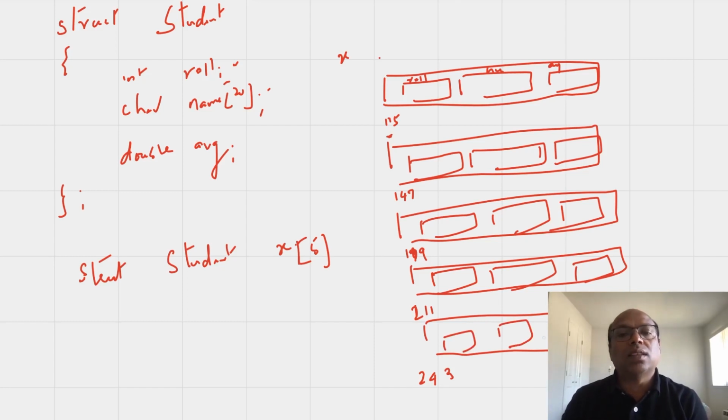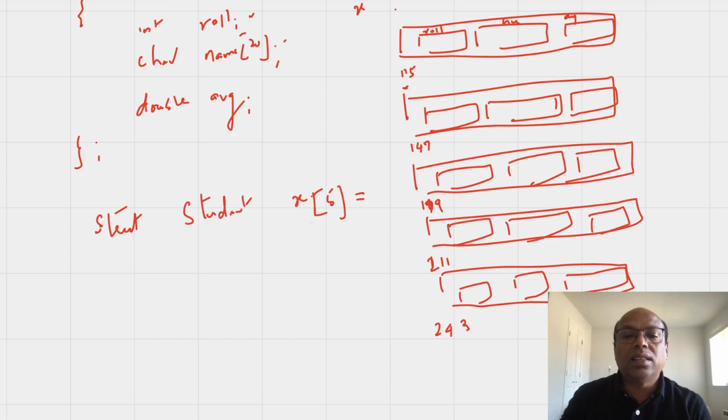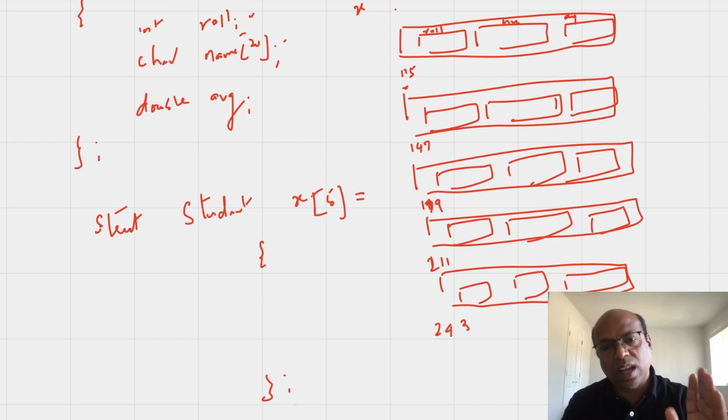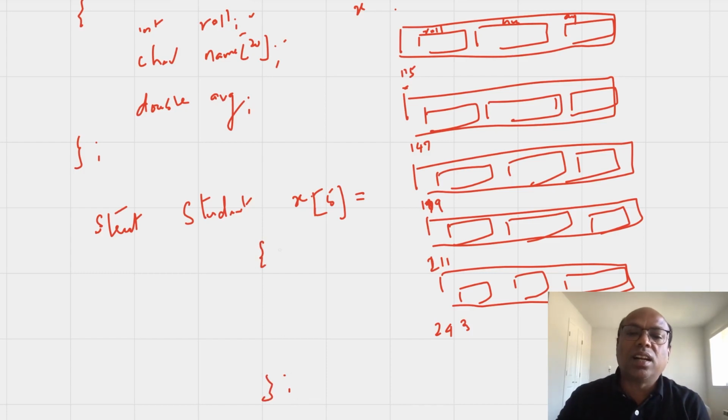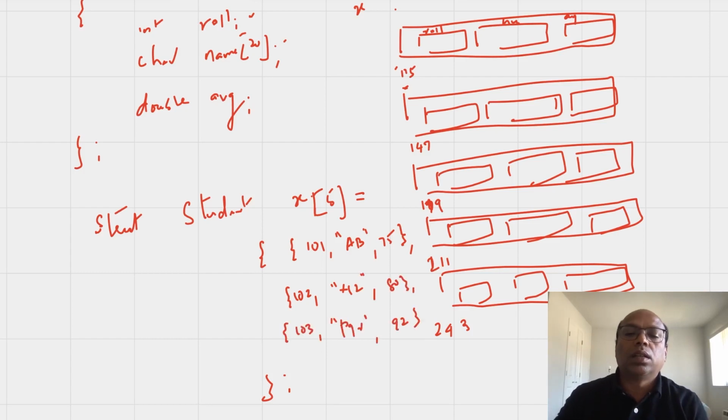If you want to initialize at the line of declaration, see, I don't have space here, therefore I'm breaking down to the next line. At the line of declaration, if you want to initialize, X is an array. To initialize an array, a collection, you need a curly brace. But this collection contains another collection, a sub collection. Therefore, for every collection, you need to put a curly brace. Roll number, name, and average; roll number, name, and average; roll number, name, and average 92 I have written.